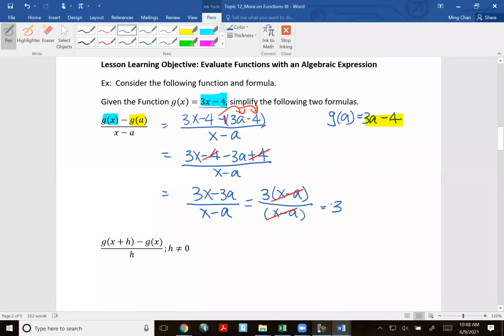So what this formula, this whole entire process, eventually becomes is a way to do the derivative in a calculus course.